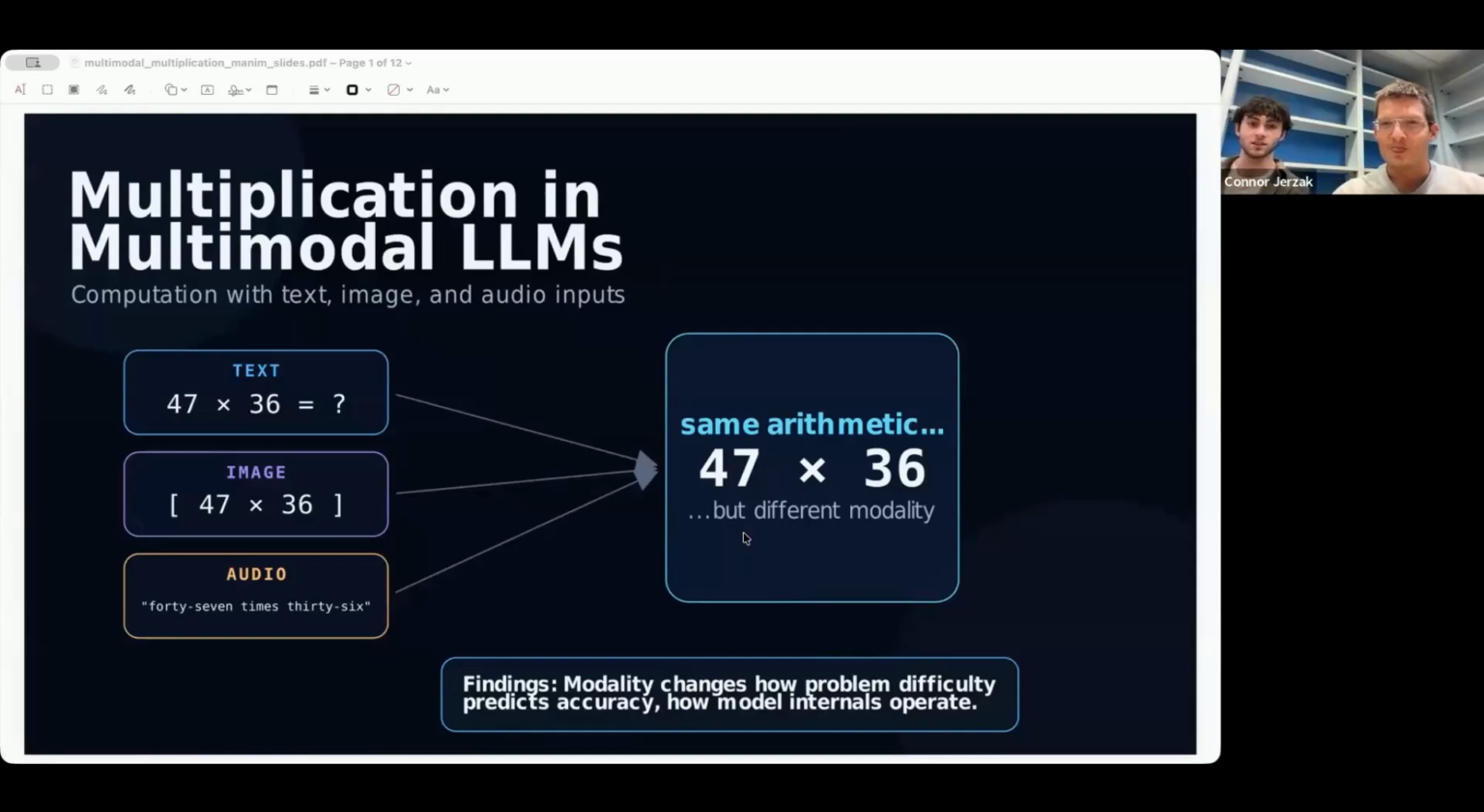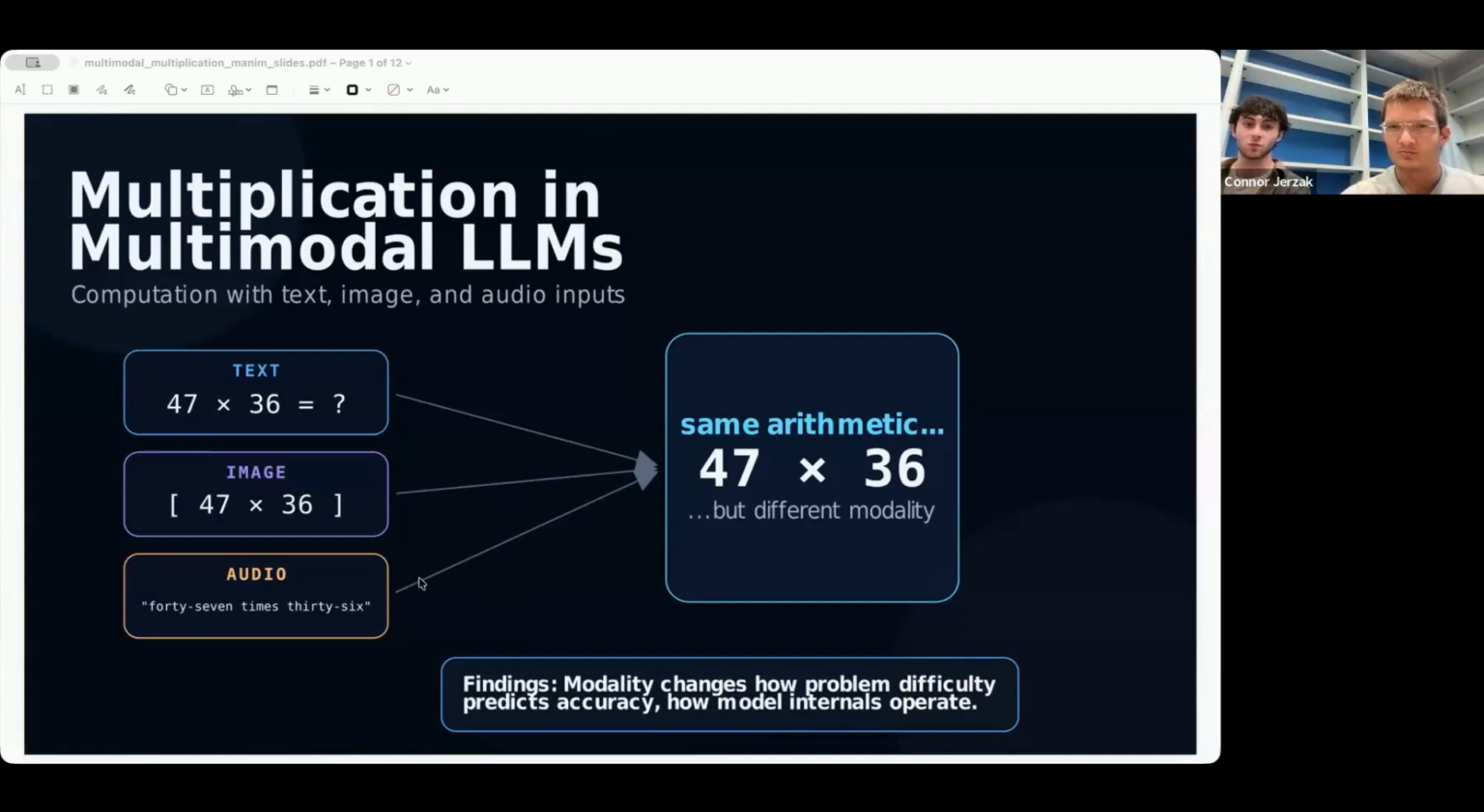Welcome to our talk on the UCL findings paper, Multiplication, Multimodal LLMs. So let's begin. When an LLM sees 47 times 36, hears 47 times 36, or reads that equation inside an image, we want the same thing, the exact product. This project asks a simple question: does the modality or problem surface form change the computation? The answer is yes, but in some subtle ways.